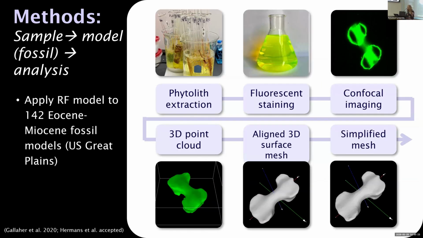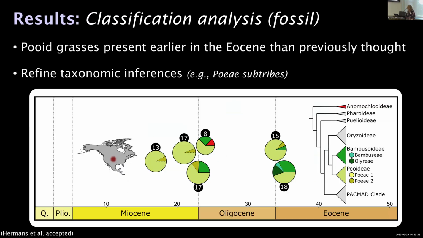So we had our model, and then we applied that to fossils from the US Great Plains, like I said, Eocene through Miocene. We treated those fossils exactly the same way as the modern. And this is the result. So we see here on the x-axis time as we move forward, going to the left this time. And we see the fossil assemblages where we were able to classify these grass phytoliths.